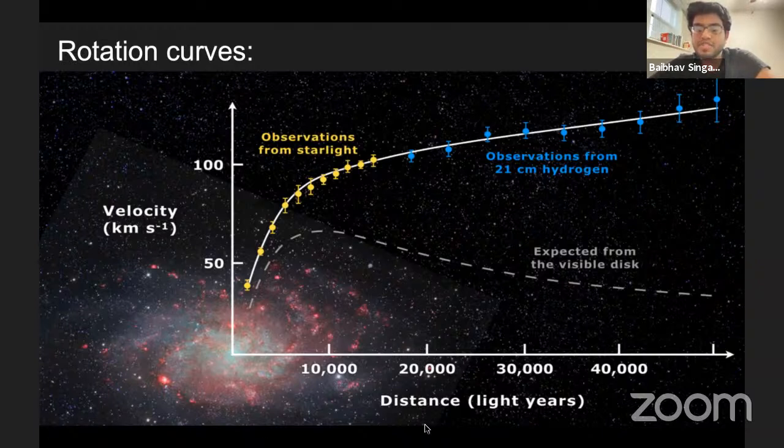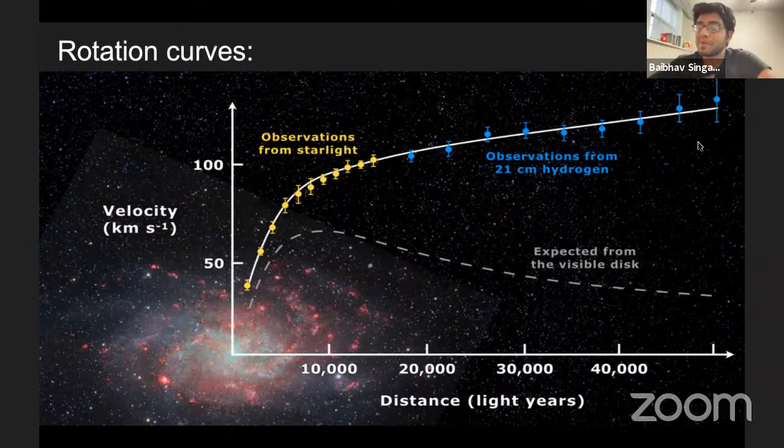After this portion, this is a velocity versus distance graph. The velocity should fall. From Newtonian gravity, it's a two-line derivation where you can show that the velocity squared goes as 1 over r, and so it should fall off after the light ends at the border of the galaxy. But what was observed was that it doesn't. Instead, it keeps on rising.